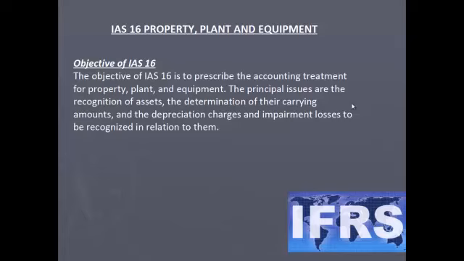Today this lecture is on IAS 16 Property, Plant and Equipment. Objective of IAS 16. The objective of IAS 16 is to prescribe the accounting treatment for property, plant and equipment. The principal issues are the recognition of assets, the determination of their carrying amounts, and the depreciation charges and impairment losses to be recognized in relation to them.